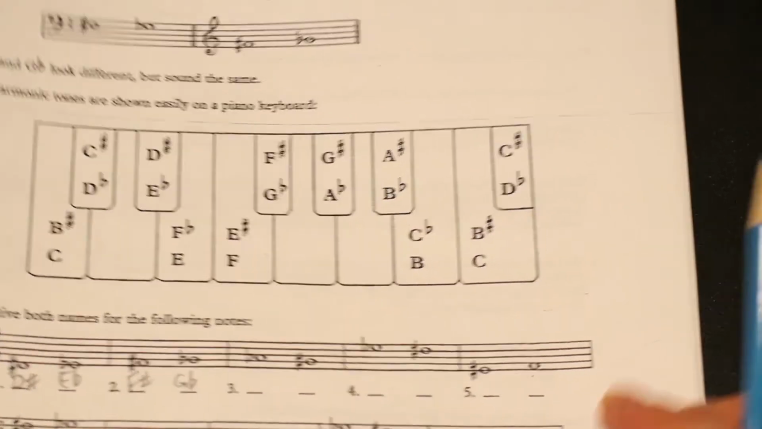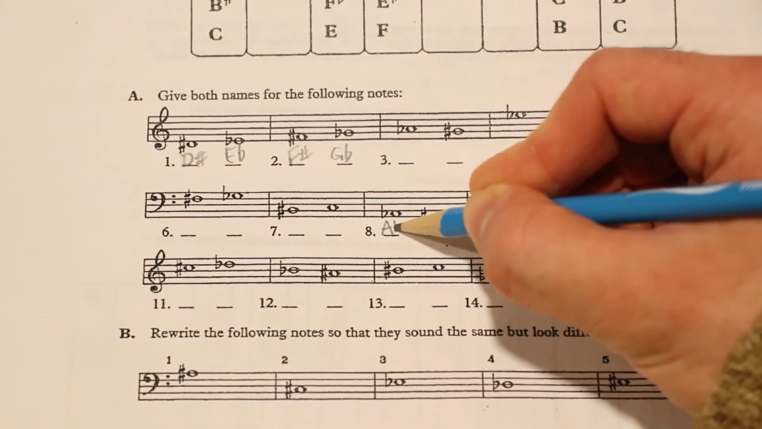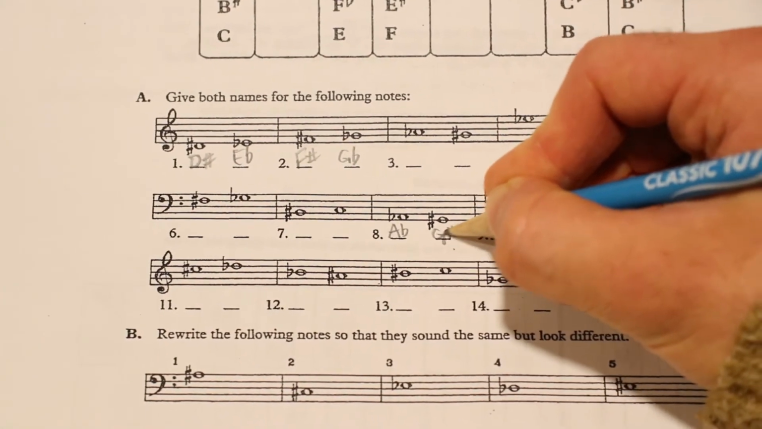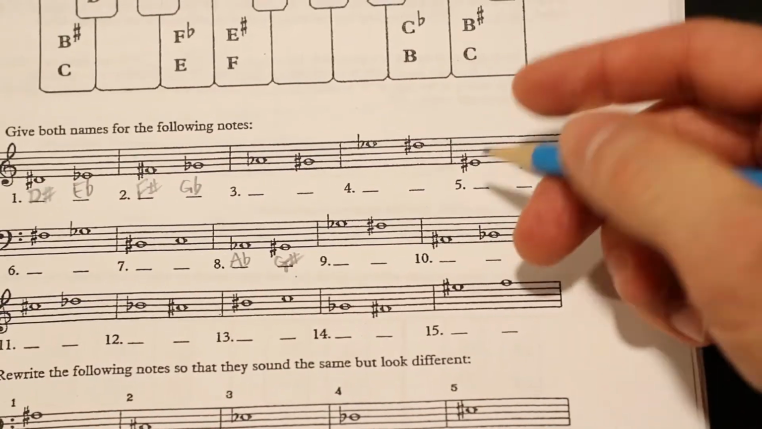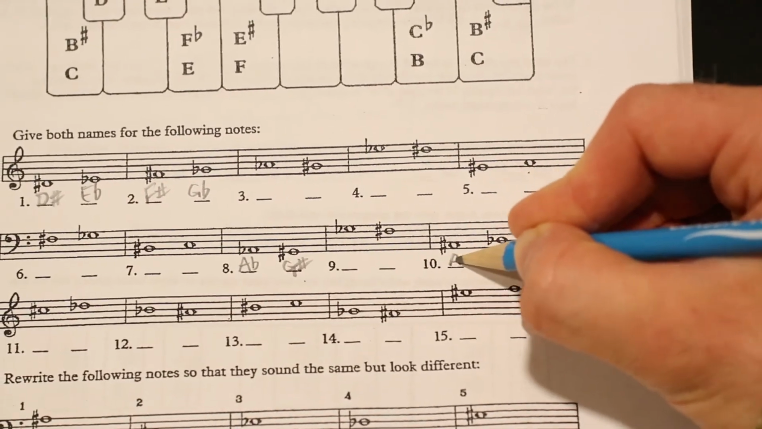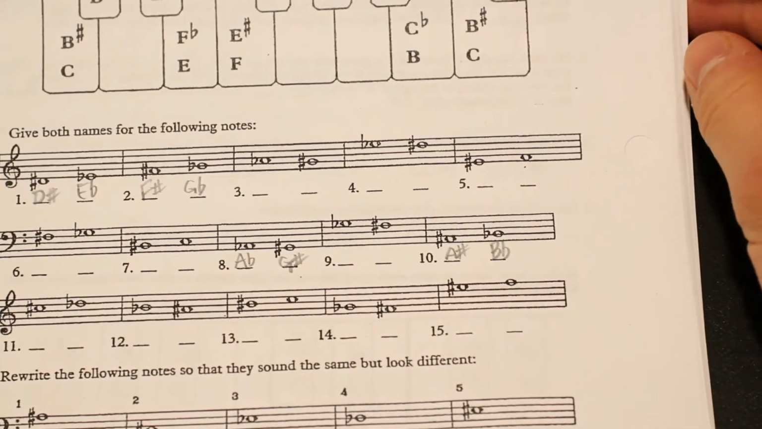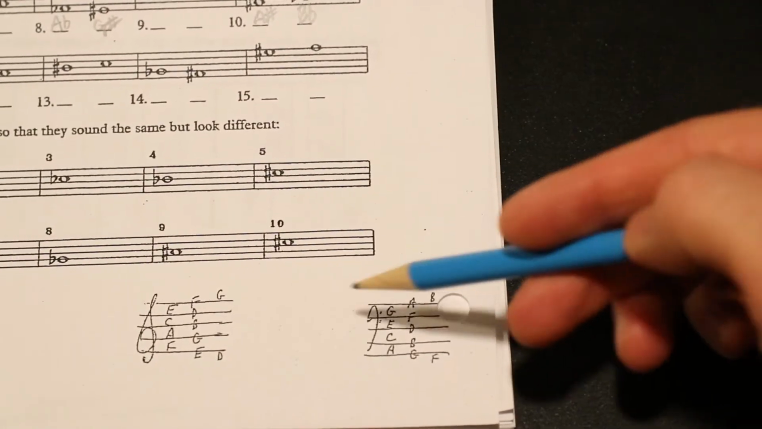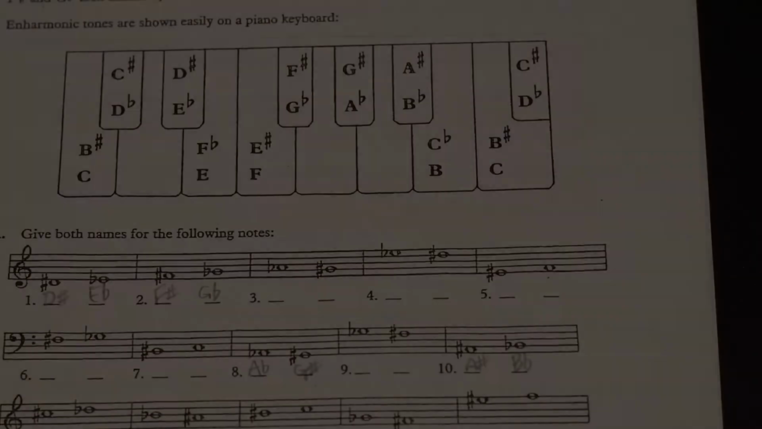Let's do a couple examples in bass clef as well. Let's pick this one. So this is A flat and G sharp, and we know that those are enharmonic equivalents. And let's do A sharp and B flat, enharmonic equivalents. If you need to, please use these reminders in the bottom corner to help you as you go through this. I'm going to fill these in and then show you.